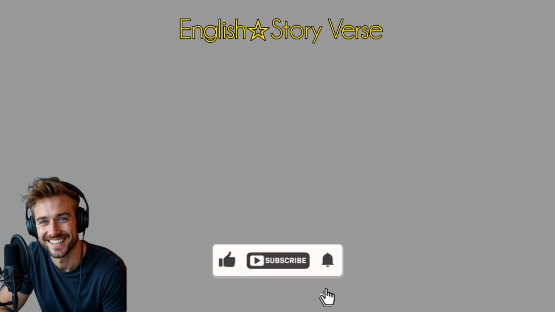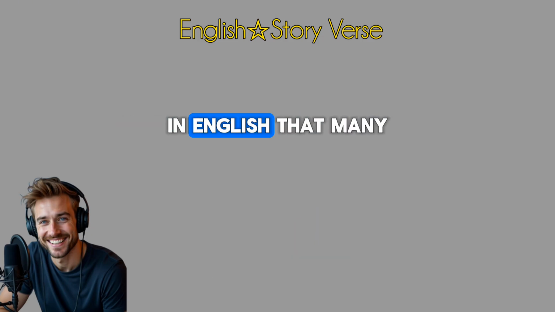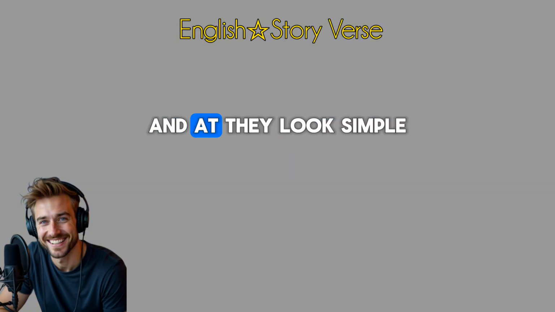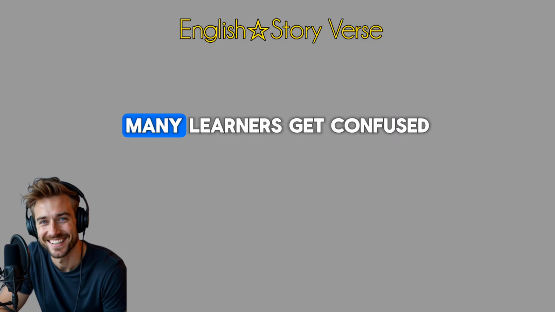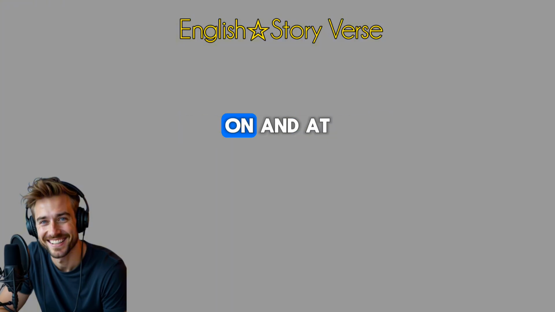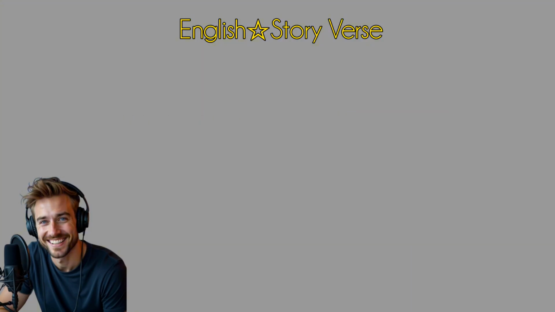I'm Tom. Today we're going to talk about three little words in English that many learners confuse: in, on, and at. They look simple, but they can be tricky. Many learners get confused about how to use in, on, and at. But today, I will teach you a very simple trick. I will use a pyramid to show the difference.